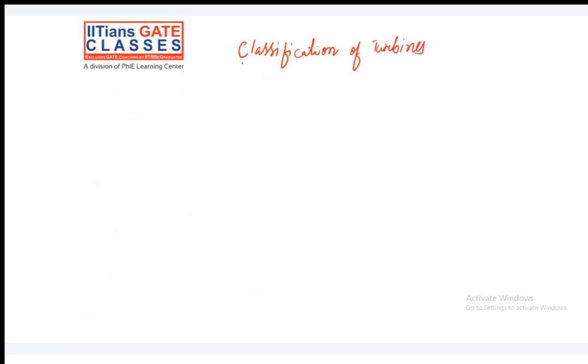See, how do we classify it? The first thing is based on the type of energy at inlet. This is the very basic classification, and this is the only one which governs the whole turbine. So the first thing is the type of energy at inlet.